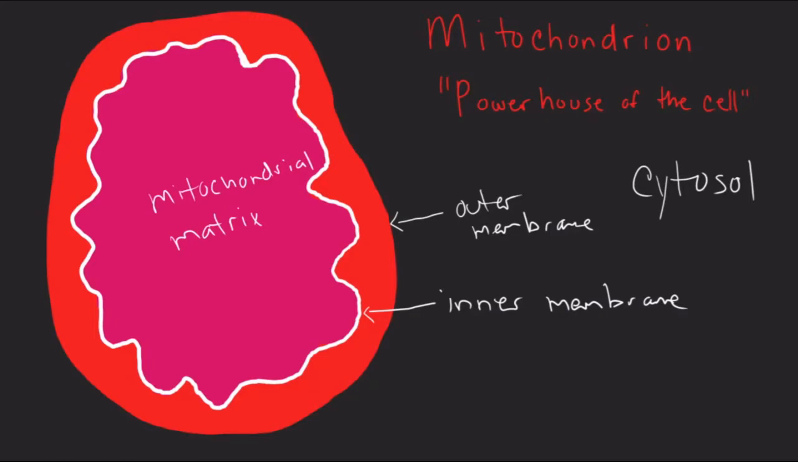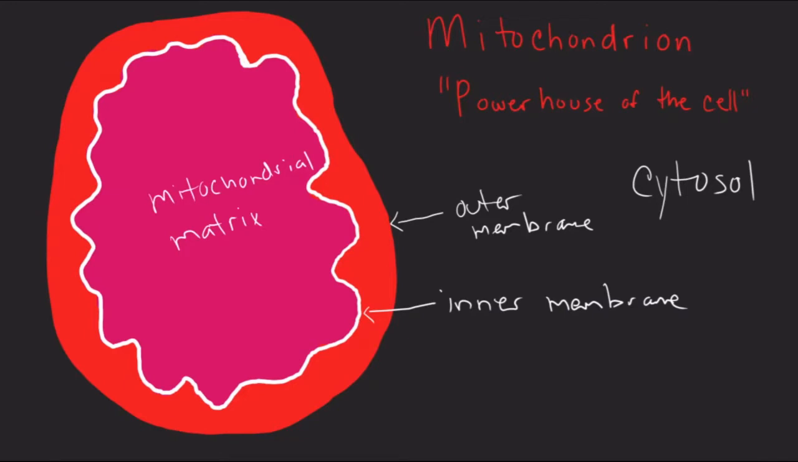And by increasing the surface area, we increase how much electron transport can occur, and by increasing the amount of electron transport that can occur, we increase the amount of ATP that we can very rapidly produce in those mitochondria. So it's very, very important.